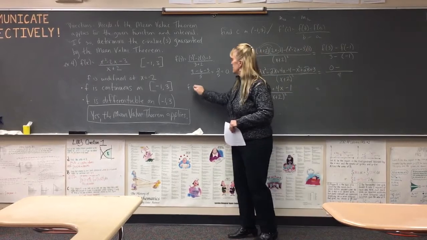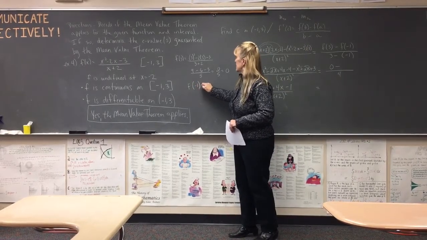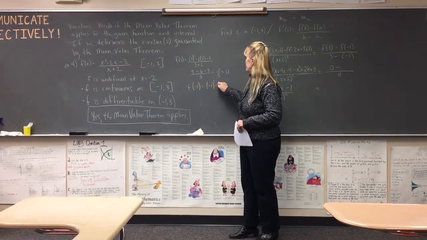I now want f of -1, so that's -1 squared minus 2.